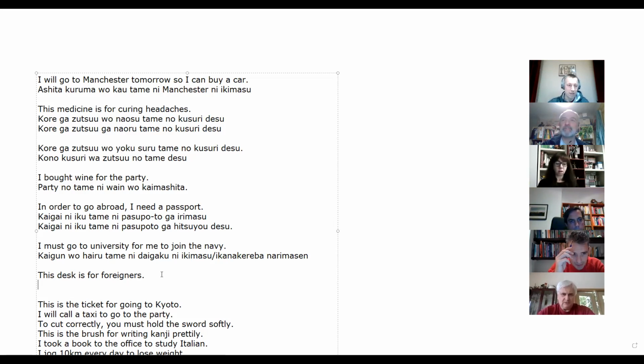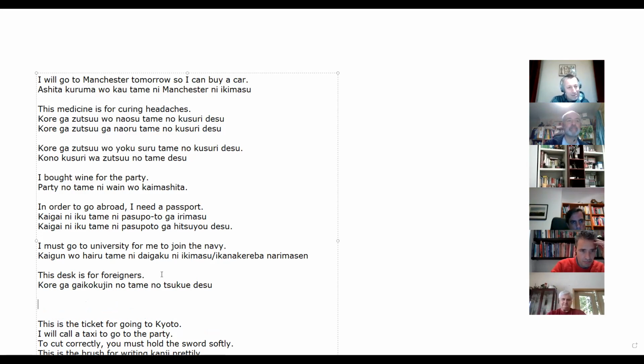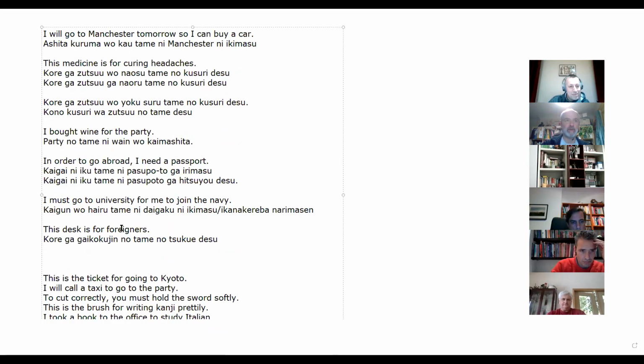Tom, this desk is for foreigners. Kore ga gaikokujin no tame no desk. Nearly. Anybody? You just said it, one more time. Square. Square, yes. Desu. Good. How can you restate this in a different way? The way that Joel talked about earlier.